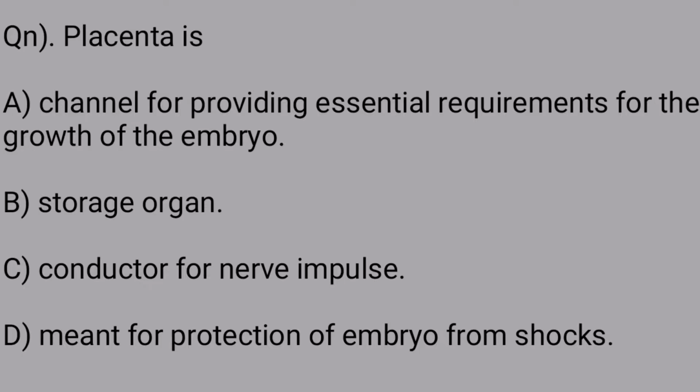Next one. Placenta is: option A channel for providing essential requirements for the growth of the embryo, option B storage organ, option C conductor for nerve impulse, option D meant for protection of embryo from shocks. And the right answer for this question is option A. Okay, let's see our next question.